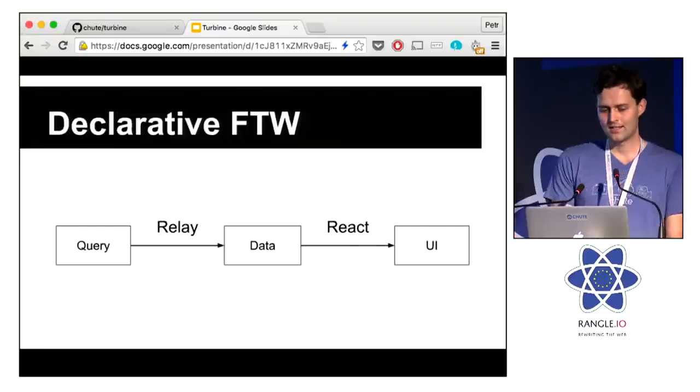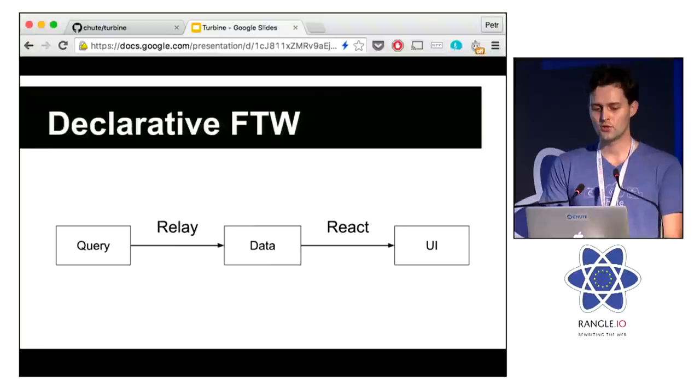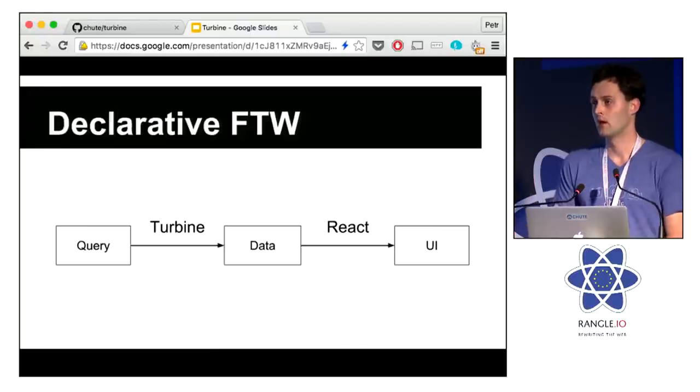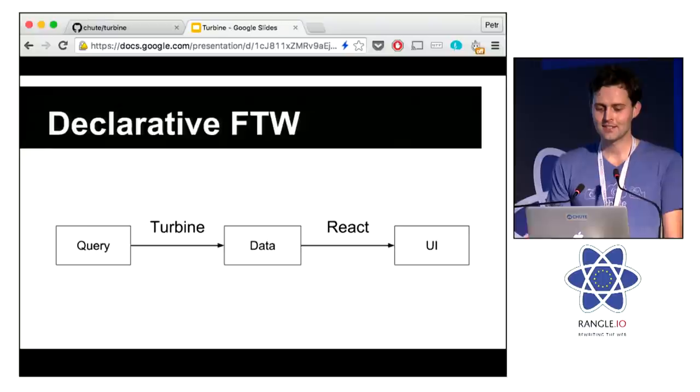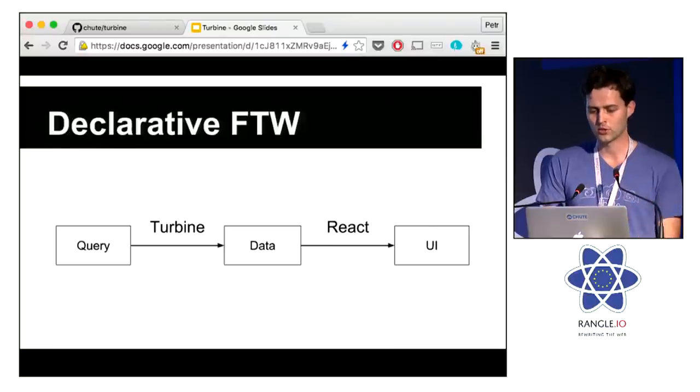Now, Relay takes the declarative concept one step further, and it allows you to also declare the query, and then takes care of the step towards the data. Joe did a great presentation today on Relay and explained the reasons in more detail. So I'm just going to focus on what's Turbine. Conceptually, it's the same. At this point, it's a separate implementation because Relay is still not open sourced, but it's designed to be compatible with Relay, and hopefully in the future it will be integrated on top of Relay.